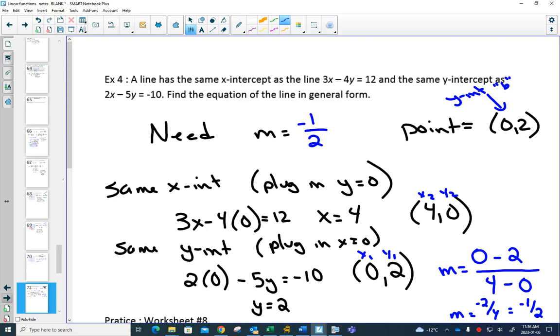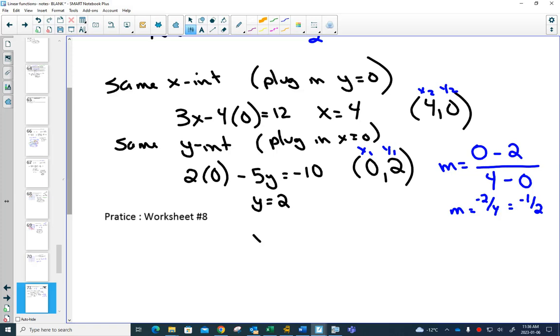So now that you have a slope and a point, you'd either use point slope or y equals mx plus b. I would probably use y equals mx plus b because I have the shortcut. I know what b is already. So I could write that the equation of my line will be y equals negative 1/2 x plus 2.